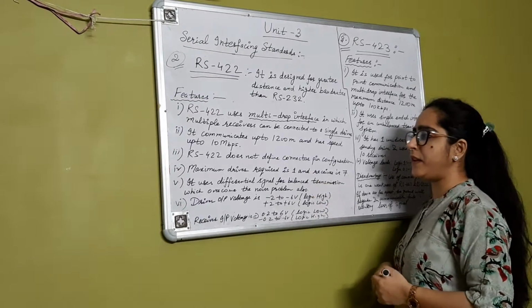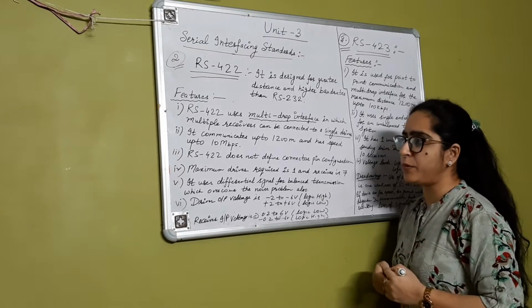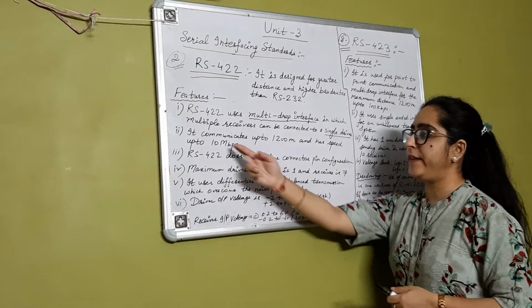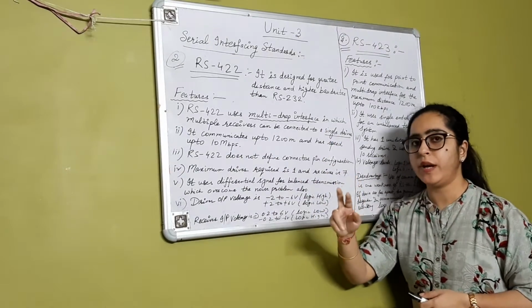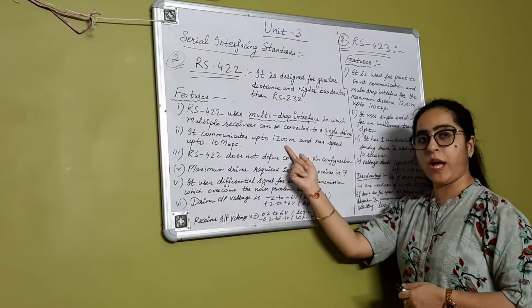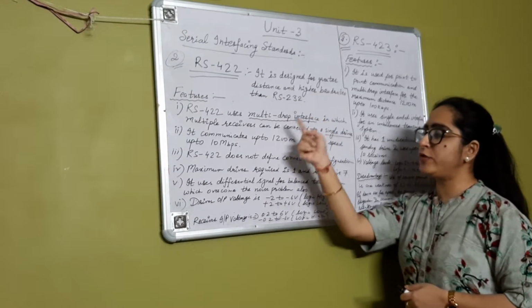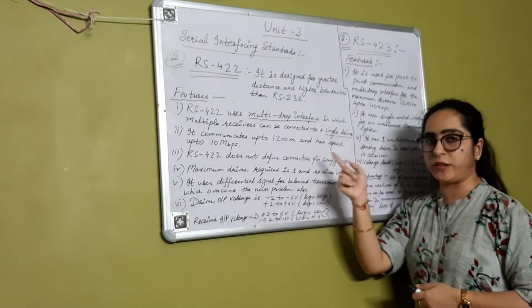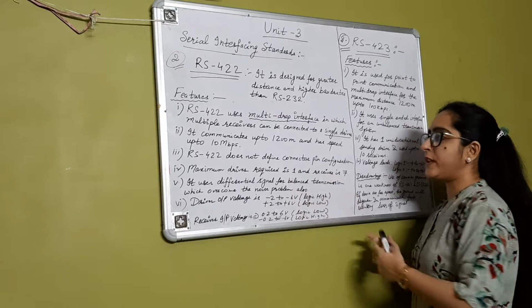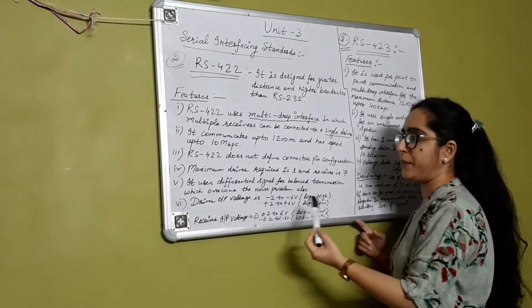Next, it communicates up to 1200 meters and has speeds up to 10 Mbps. So it has higher speed than RS-232, and the distance is also larger. RS-422 is also covering that shortcoming which was there in RS-232.